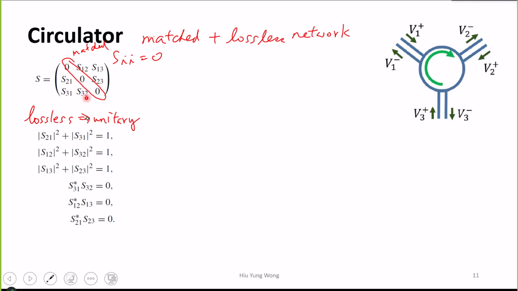And similarly, this column has unit length also. S12 squared plus S32 squared equals 1. This column has unit length, S13 squared plus S23 squared equals 1. Is this clear? Any question? Unitary means the length of every column is 1, right? And that is the definition. Another thing is the inner product between any pair of columns needs to be 0. Then it means what? S12 times 0 plus S21 times 0 plus S31 star times S32 equals 0. Right?